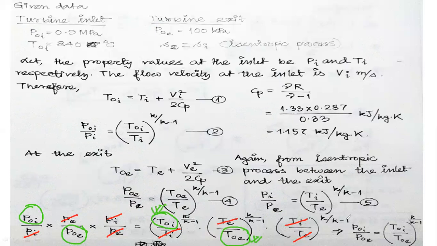So if we write this, then it is P0i by P0e on the left equals T0i by T0e to the power k by k minus 1 on the right. Only one unknown in a single equation, so it can be solved. So from this equation we can determine what is T0e.